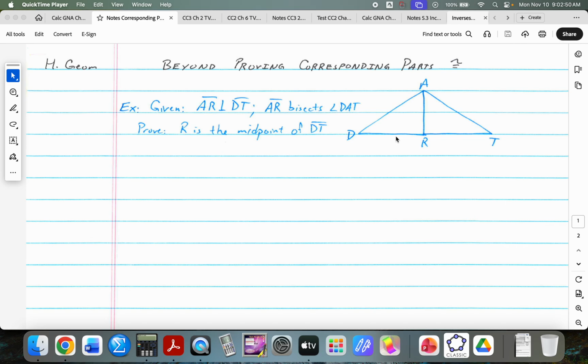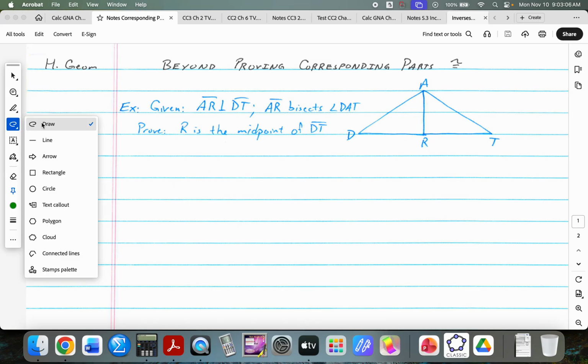So that's going to be our goal. We're going to prove the two triangles congruent so that we can prove DR congruent to TR so that we know that R is the midpoint of DT. So let's take a look.